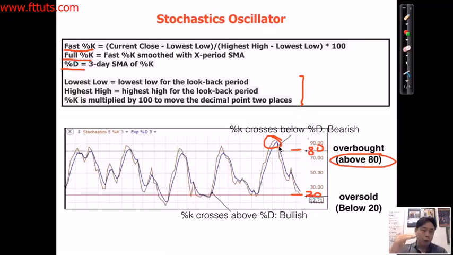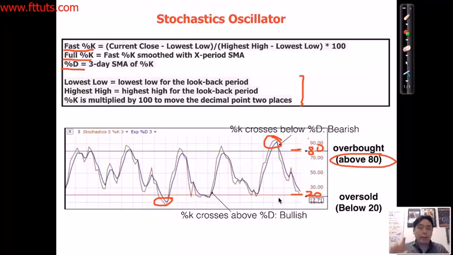Okay, overbought, overstretched to the upside, likely to come back down. When the two lines are below the lower boundary, like here, below 20, it's what? Overstretched to the downside, it's oversold, looking to bounce back up again, all right?